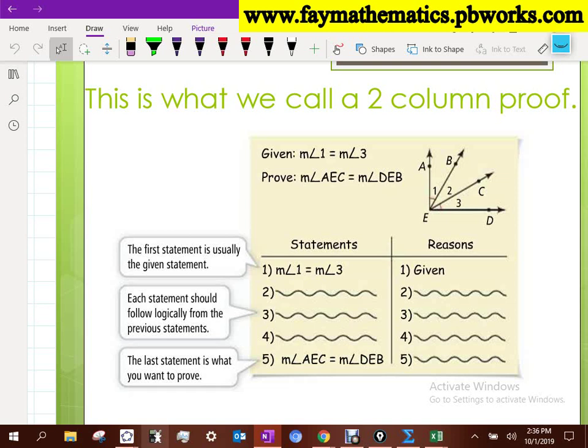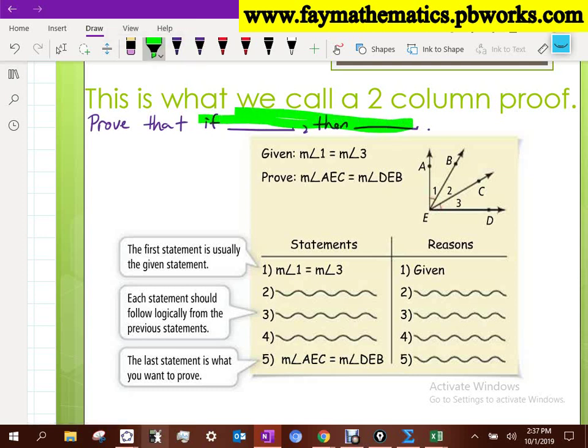When we have a proof, there's always going to be some statement that we're trying to prove. They'll start us off with that information, and it'll be something like this: prove that if something, then something. What do we recognize that structure looks like? We've been working on those types of statements, right? If-then statements.